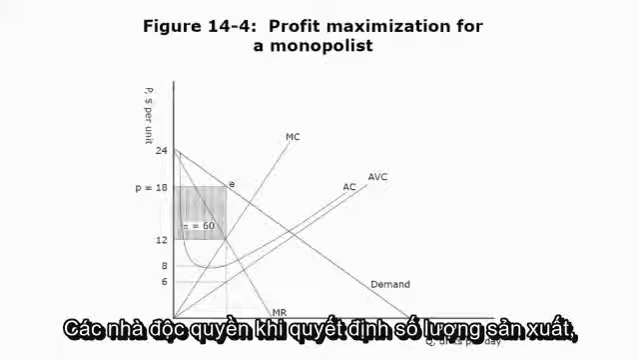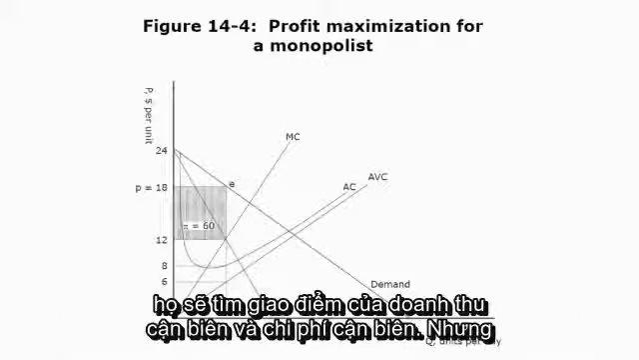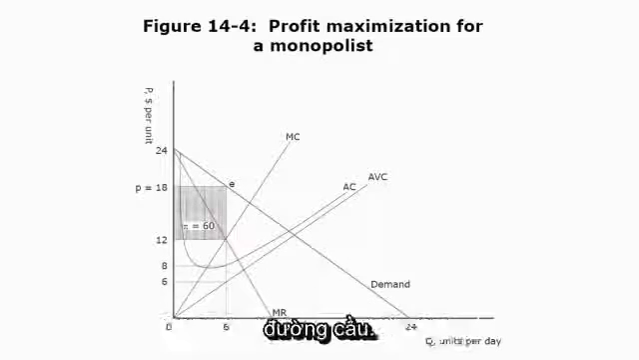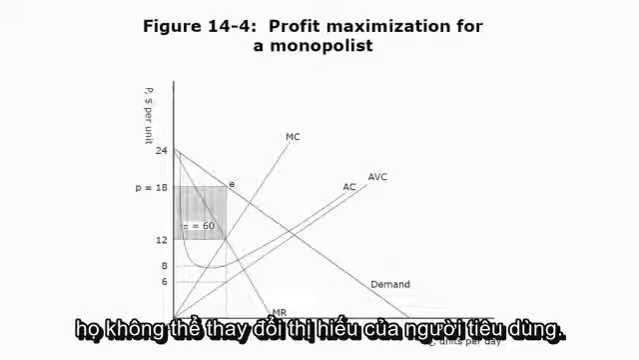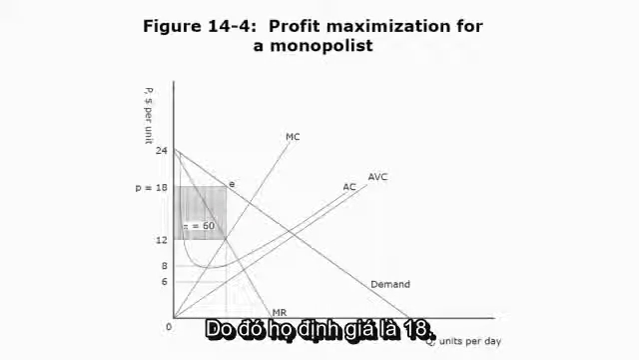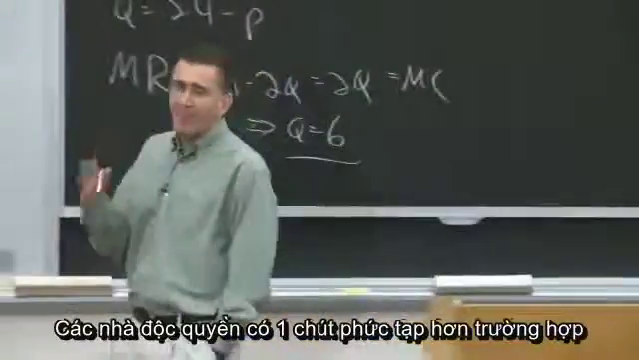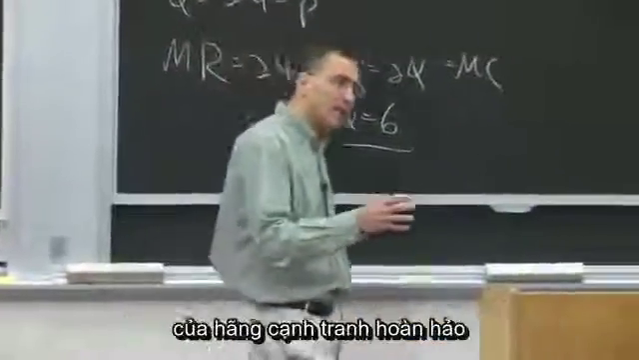So monopolists, in setting their quantity, use the intersection of marginal revenue and marginal cost. But then in setting the price, they still have to read off the demand curve. They can't change consumer tastes. So they charge a price of 18. That's where you sell a quantity of 6. So monopolists, it's a little bit trickier than a perfectly competitive firm.